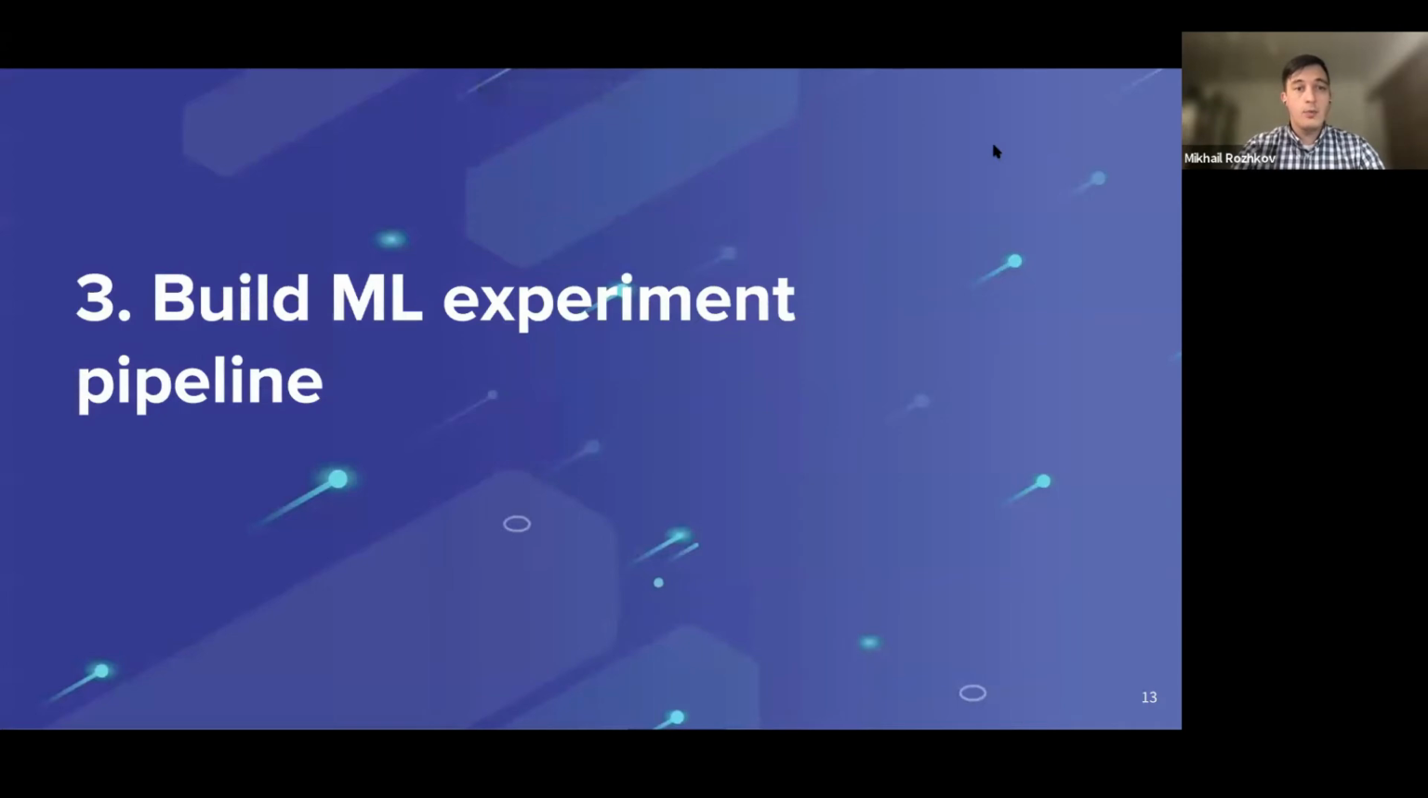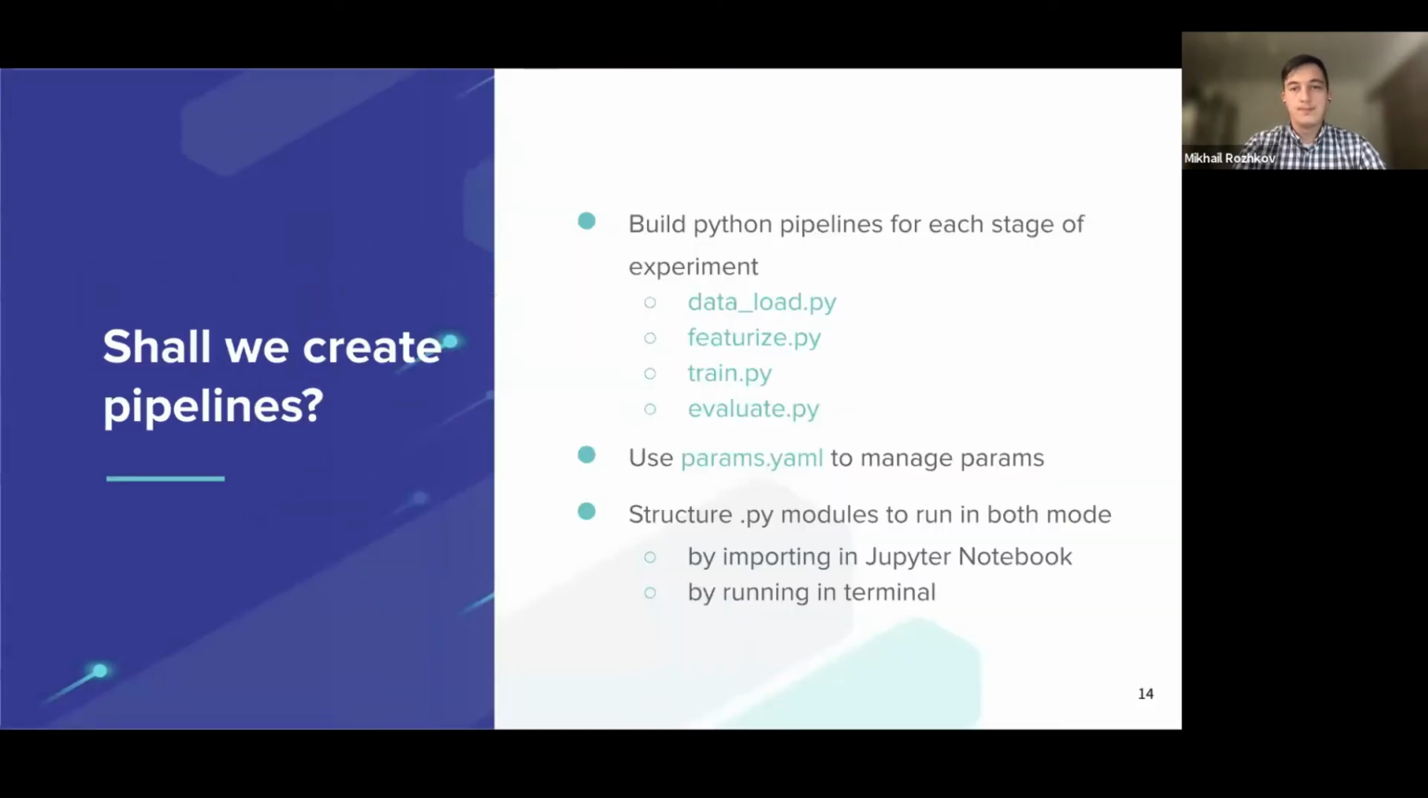At the next step, we can start to build a machine learning experiment pipeline. What does it mean? In our experiment, even for this simple example, we have some stages where each stage does simple data processing: loading and processing, feature engineering, training, and evaluating.